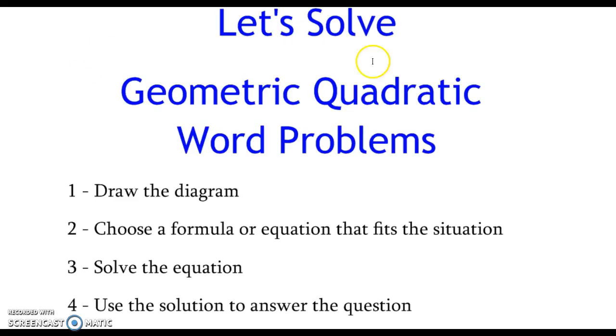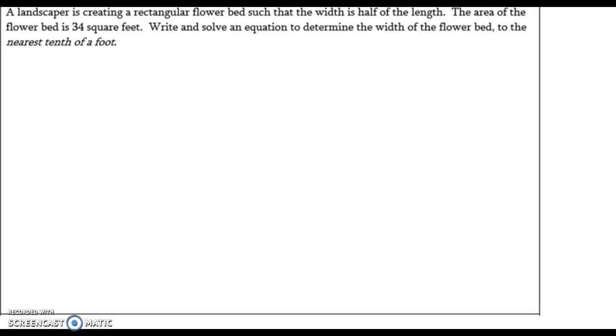Okay, we're going to try to do 2 more geometric quadratic word problems. Remember our steps: draw the diagram, choose a formula or equation, solve the equation, and then use the solution to answer the question. So a landscaper is creating a rectangular flower bed such that the width is half of the length. So we know it's rectangular, and we know that the width is half of the length.